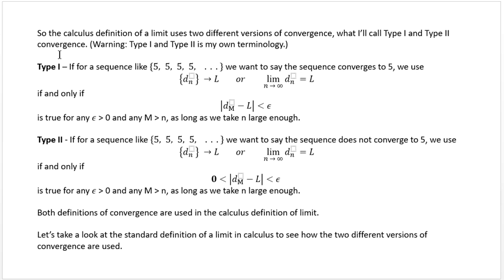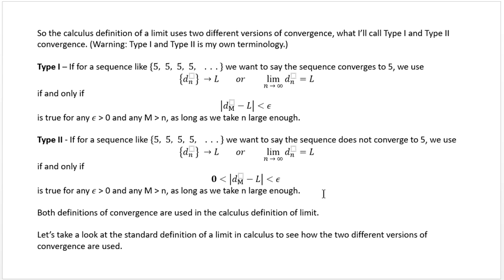We're going to see both types of convergence in the definition of the limit. And I'll call it type 1 and type 2. That's my own terminology. It's not used widely that I've ever seen. Okay, type 1 convergence says that for a sequence like this, we can write that the sequence converges to 5 because we're using this definition. Type 2 convergence says for a sequence like this, we don't want to say that the sequence is convergent to 5, so we use this definition. We add this. Otherwise, both definitions are the same. This is the same.